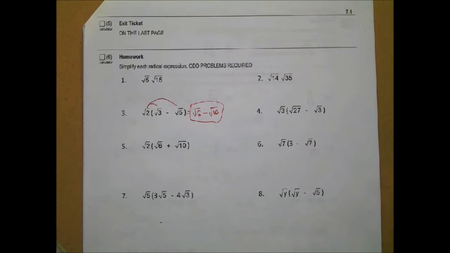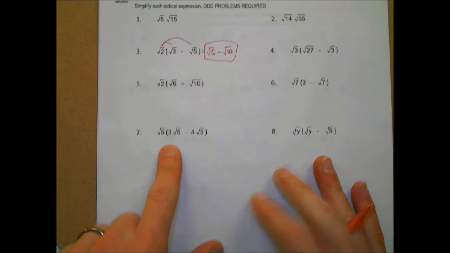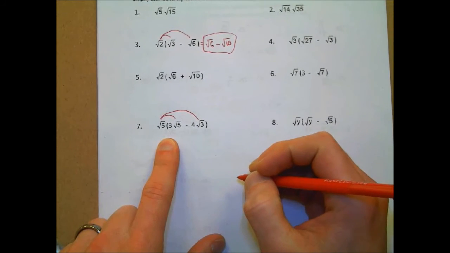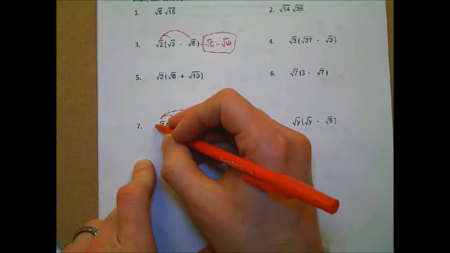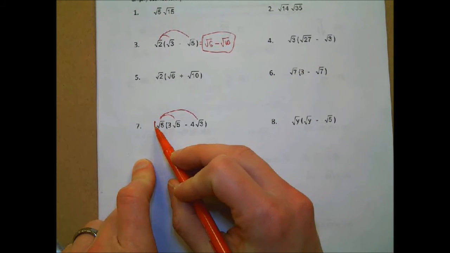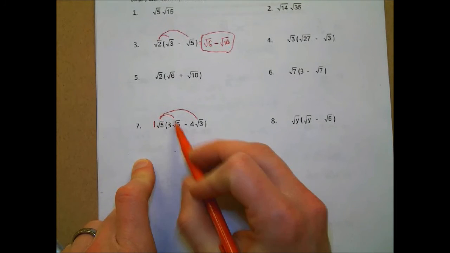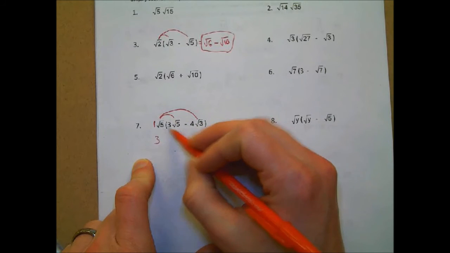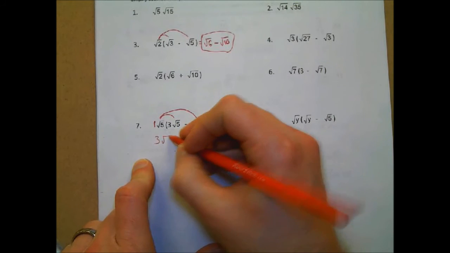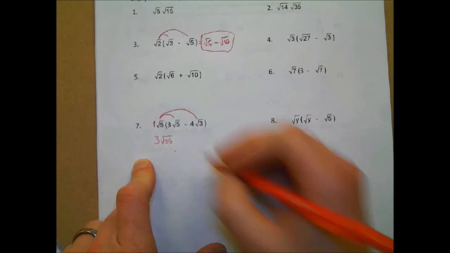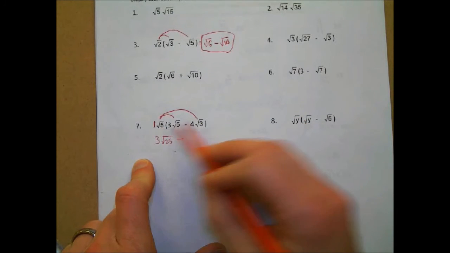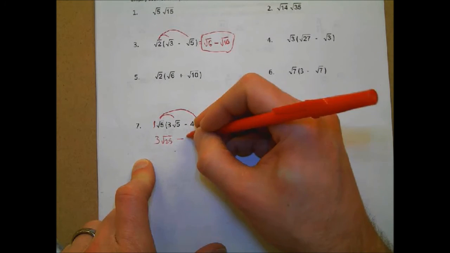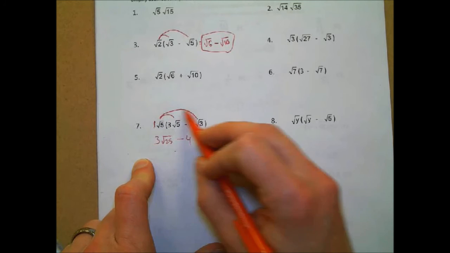Number 7? Sure, let's take a look at that one. Root 5 times this, root 5 times this. Okay? So, the number in front of the root 5 there is a 1, right? So the 1 will multiply with what over here? The 3. So we get 3. And then the root 5 will multiply with what over here? Root 5. So it becomes root 25. Okay? Minus, and then 1 root 5 times 4 root 3. The 1 will multiply with the 4. So it's 4. And then root 5 will multiply with the 3. So it becomes root 15.